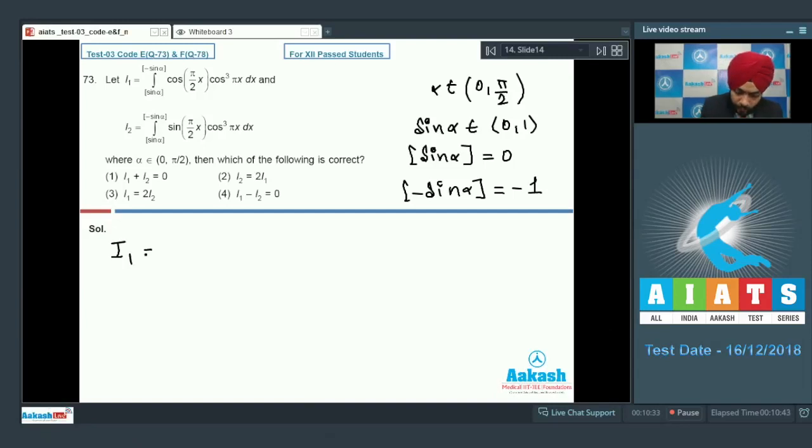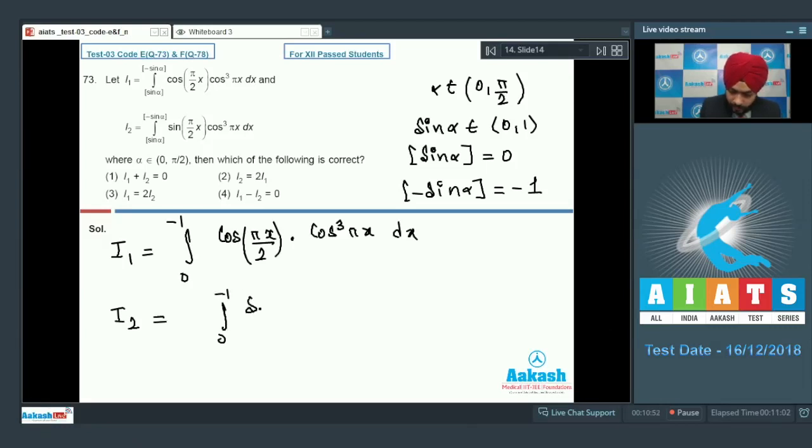I1 will be equal to the integral from 0 to minus 1 of cos(pi x by 2) cos^3(pi x) dx. I2 will be equal to, again, the integral from 0 to minus 1 of sin(pi x by 2) into cos^3(pi x) dx.